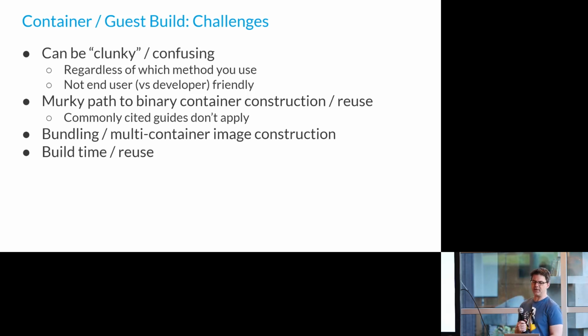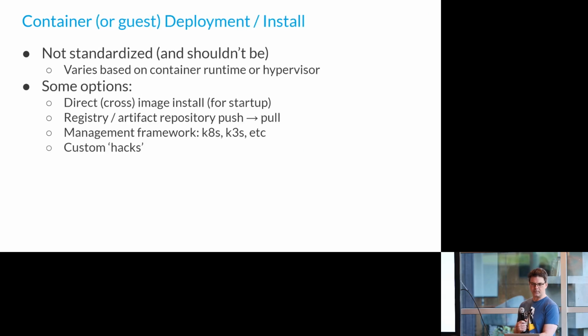There's a murky path to binary container construction and reuse because of all the different technologies at play and the way it's spread through the ecosystem. And your commonly cited guides don't apply. You can't just say from OE base, take whatever, and build an image, right? So we have to document it ourselves, and I'd like to improve that as well. And the build time and reuse is still questionable because the artifacts aren't properly stored.